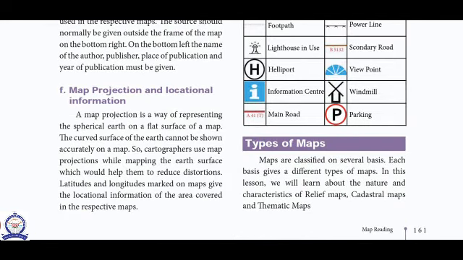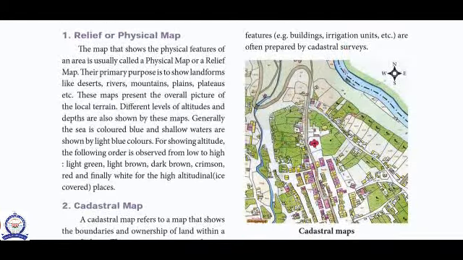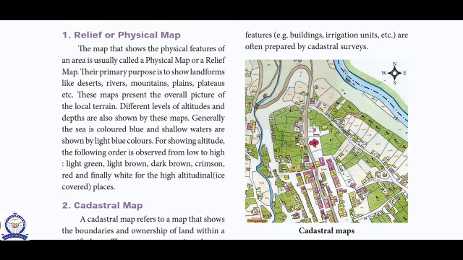Types of maps. Maps are classified on several bases. Each base gives different types of maps. Now we are discussing the nature and characteristics of relief maps, cadastral maps and thematic maps. A relief map, the map that shows the physical features of an area, is usually called the physical map. Their primary purpose is to show the landforms like deserts, rivers, mountains, plains, plateaus, etc.